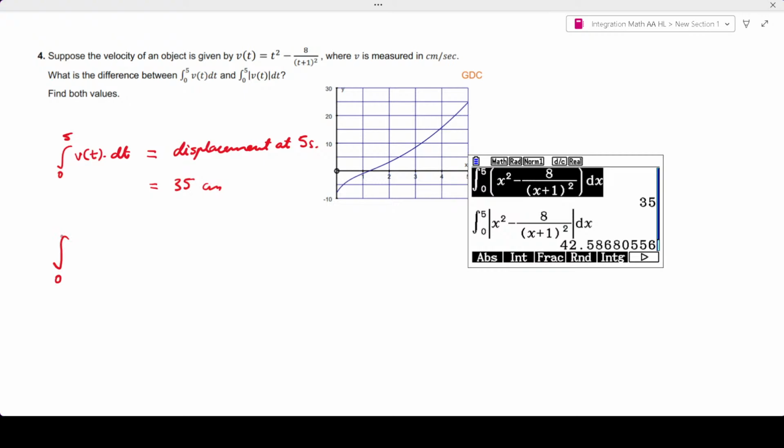But when you do it with the absolute value, that will give you the distance traveled. That will give you the distance traveled in the first 5 seconds. With the absolute value, your answer will come to 42.6, correct to 3 significant figures.